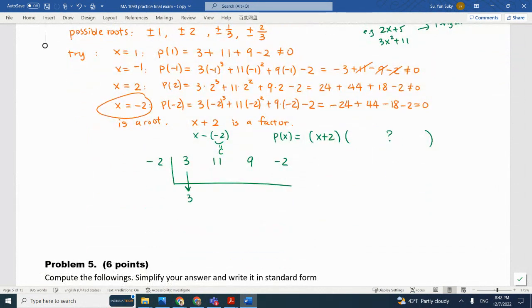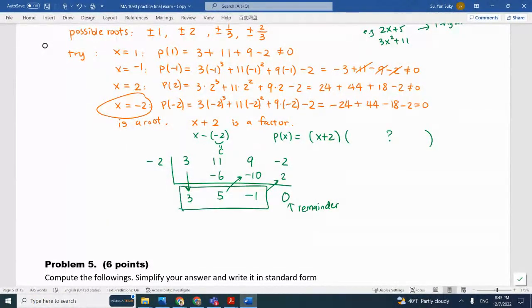Synthetic division, move the 3 down. 3 times -2 is -6. Put it in the next column and add those two numbers. 11 minus 6 is 5. And then -2 times 5, put it in the next column, which is -10. 9 minus 10 is -1. -1 times -2 is 2. Put it in the next column. When you add them, we get 0. So the remainder is 0. And that's always the case because we know x plus 2 is a factor, right?